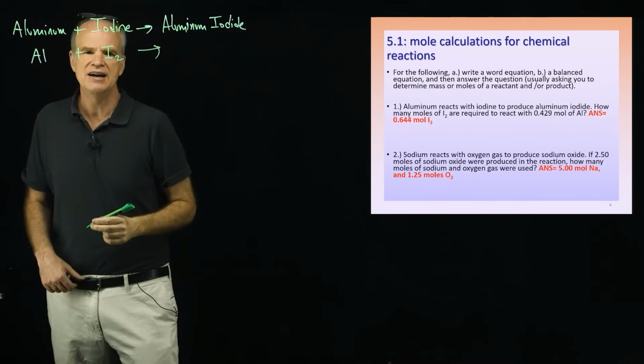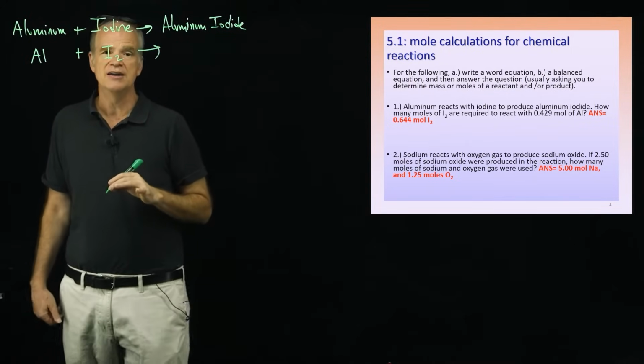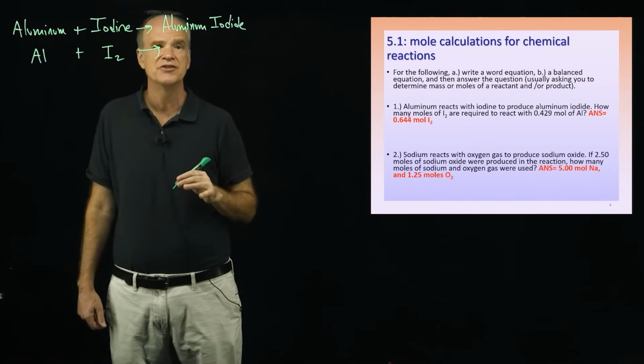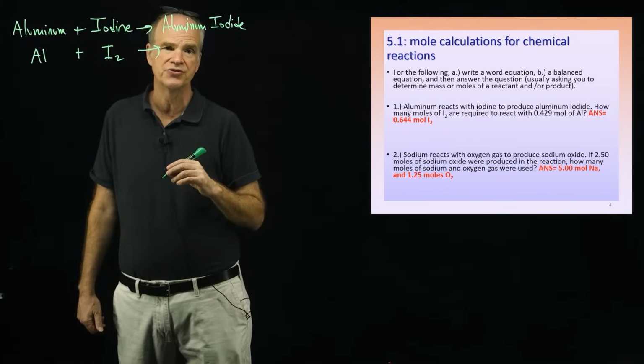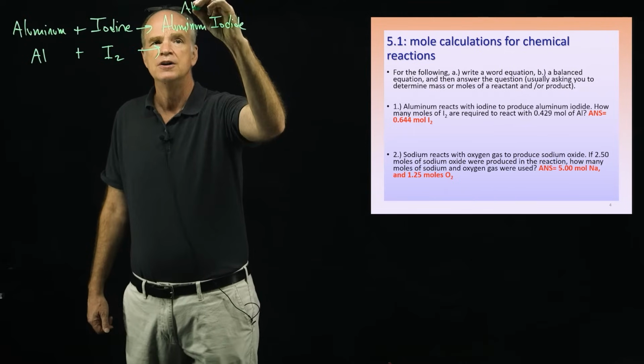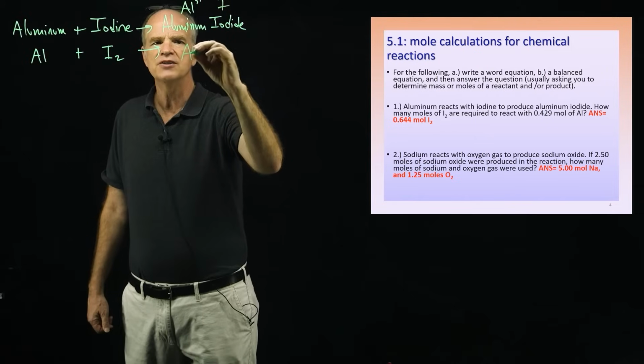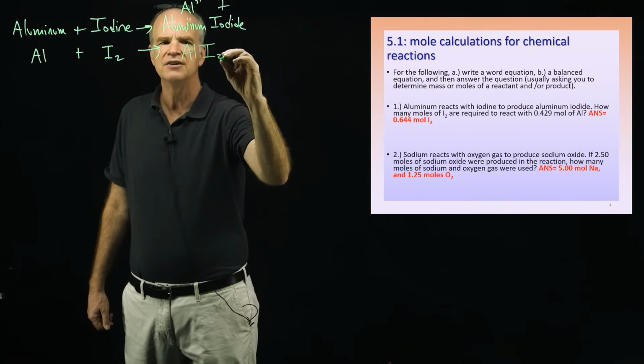Now aluminum iodide is a compound, so you're going to have to figure out how many atoms of aluminum ions are stuck to iodide ions. And so there you're going to have to know the charges for these ions. So aluminum is 3 plus, iodine is 1 minus, and so it looks like the formula here will be AlI3.